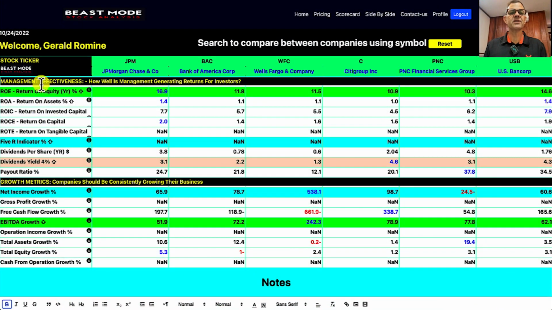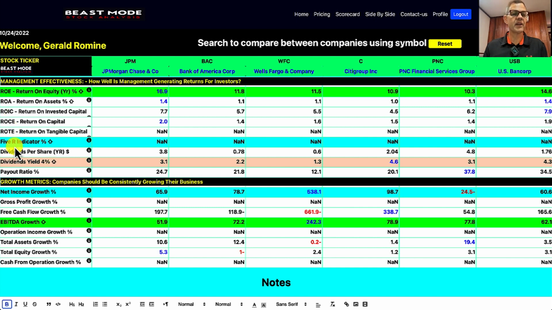Management effectiveness tells us how well management is generating returns for investors, and I like to look at the return on equity. Here we've got two standouts. Our first one being JPMorgan, coming in at 16.9%, and coming in at number two is US Bank at 14.6%. Everybody else is all above 10%, so they're all in a pretty tight range.